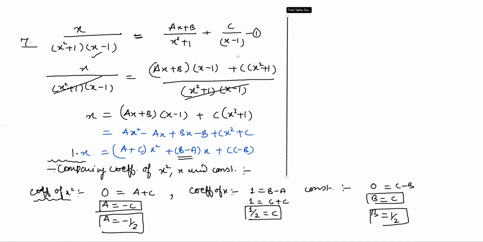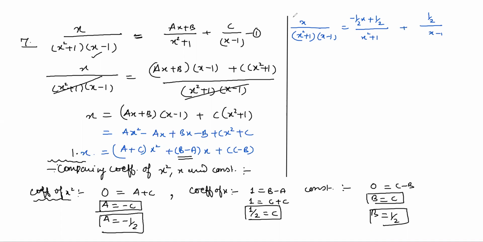So your question will become very easy. It will be x upon (x square plus 1)(x minus 1). You can rewrite this as (ax plus b) upon (x square plus 1). Your value of a is minus half, and this is half upon x square plus 1, plus c upon x minus 1. C is half.